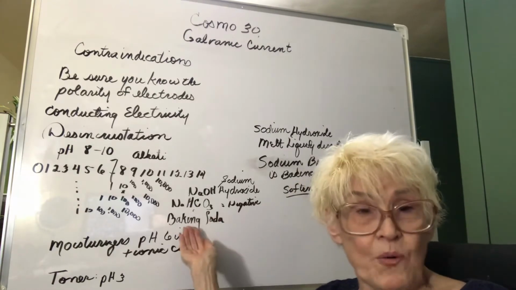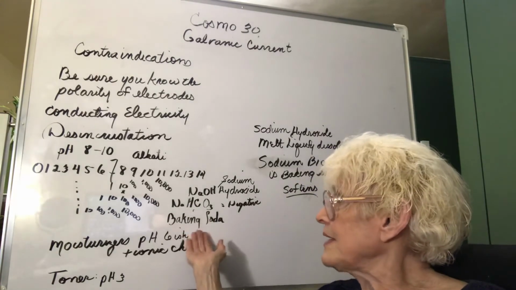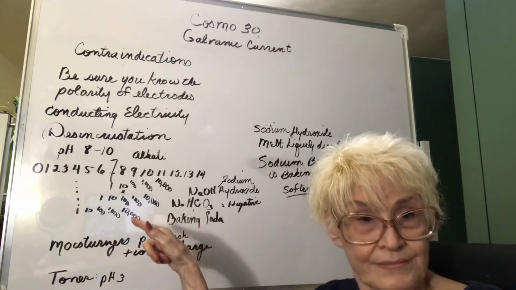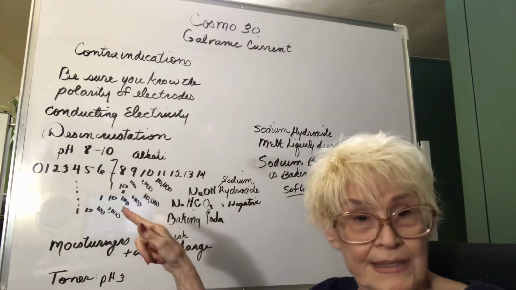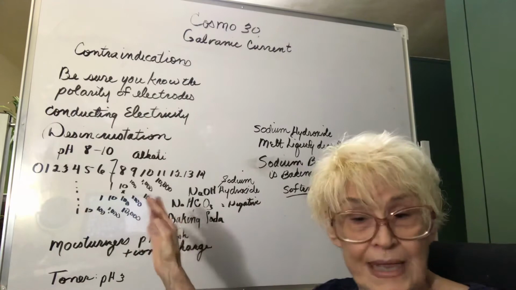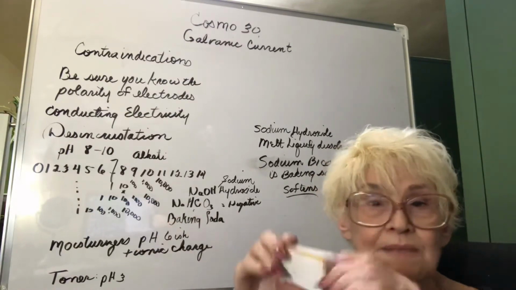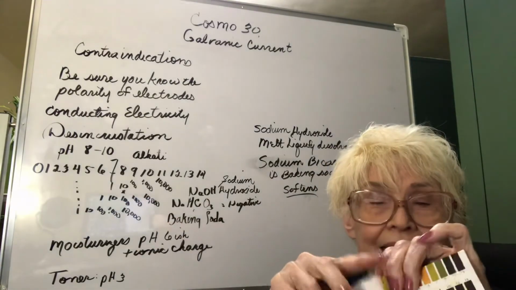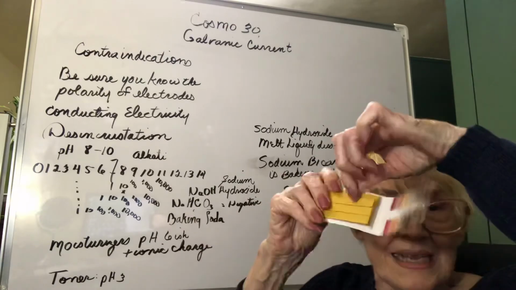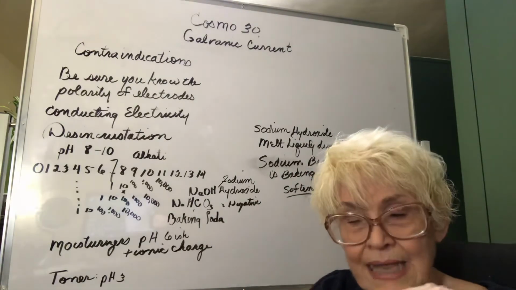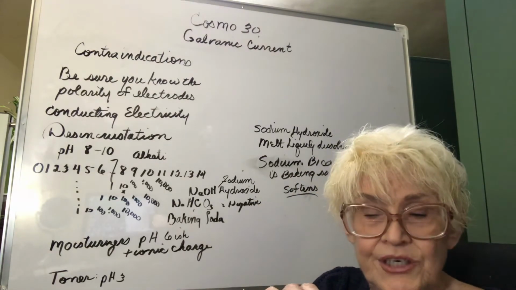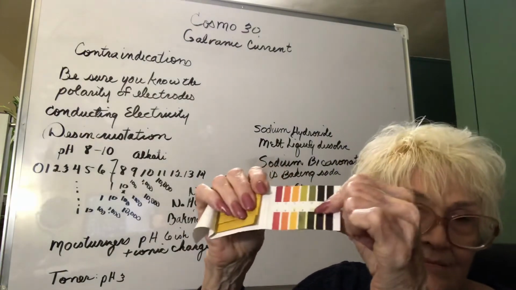I take a cup of water and I add a teaspoonful of baking soda and I get a pH of 8, which is fine for my dry skin, but it doesn't help my oily. But if I add more baking soda, remember, I'm going to take my pH papers, and I'm going to take the paper out of here and put it in the liquid, and it should turn, there's a pH of 10.